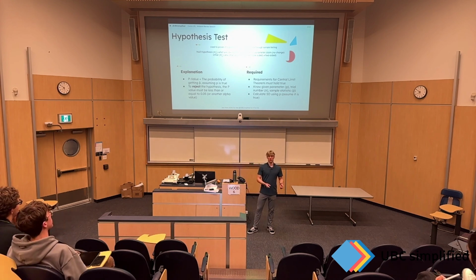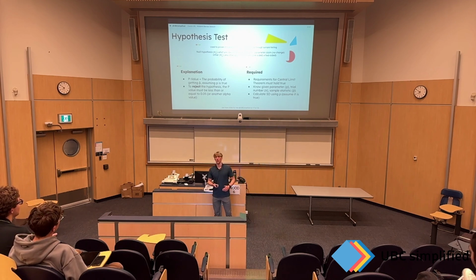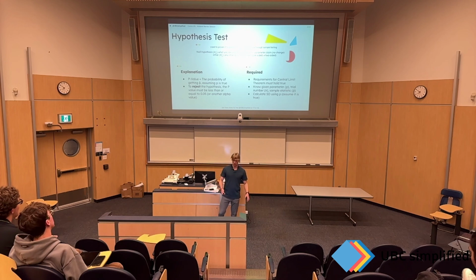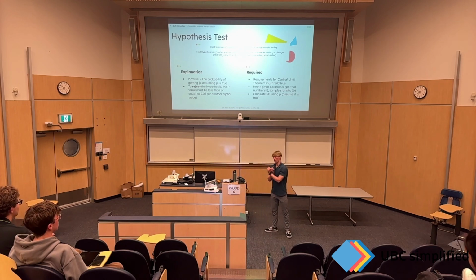Sometimes it could be 0.01. But basically, if your p-value is equal to or less than that, you can reject the null hypothesis. And in order to do this, again, central limit theorem requirements must be true.